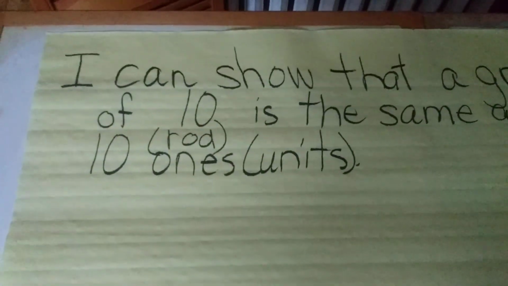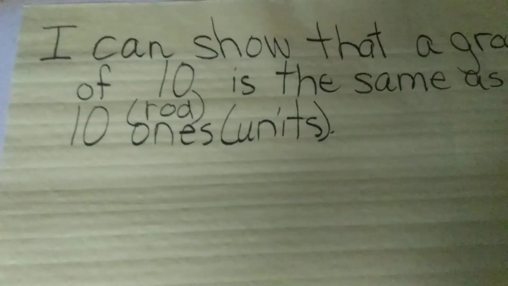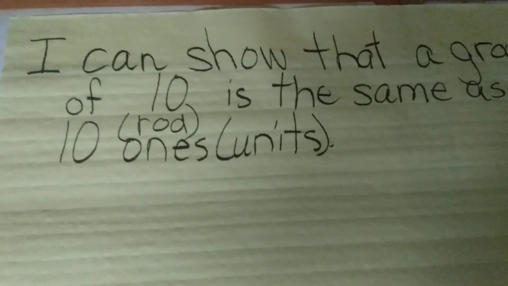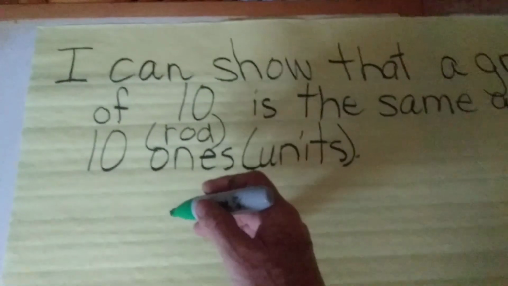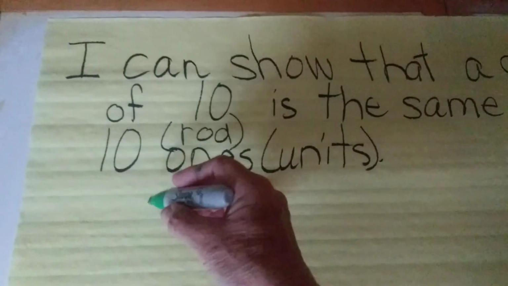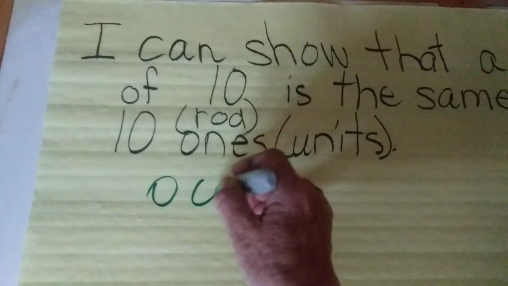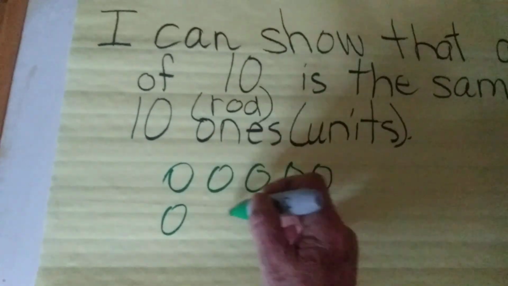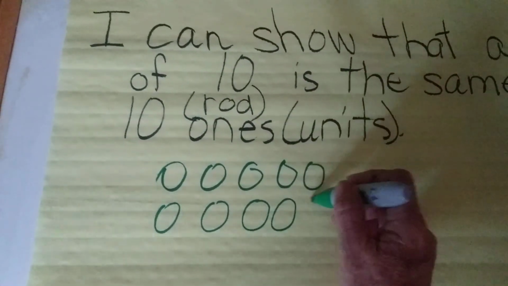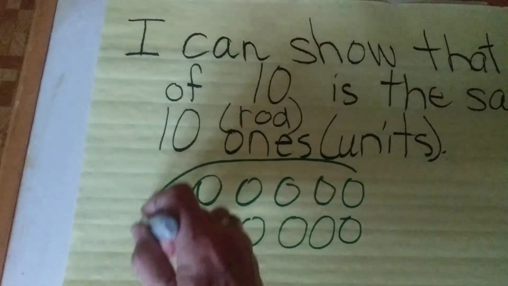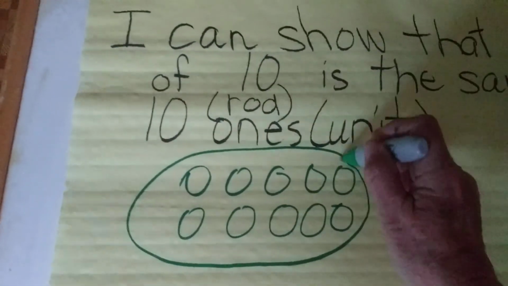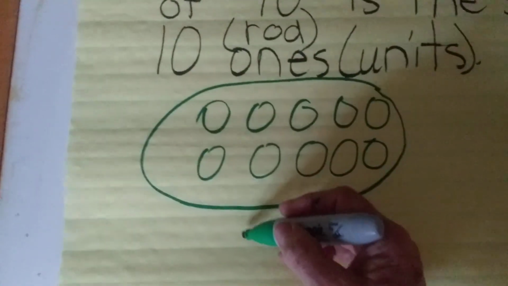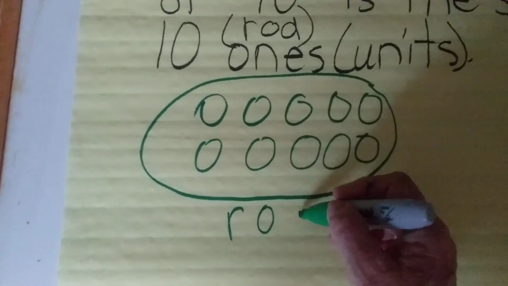I hope you have some pennies or something that you can use to count, or else you can just draw sticks or circles on your paper. So let's draw 10. I'm going to make 10 circles, and I'm going to do them in a group that looks like a 10 frame. I have one set of 10. Go ahead and draw a circle around your set of 10. We know that we called that a rod.